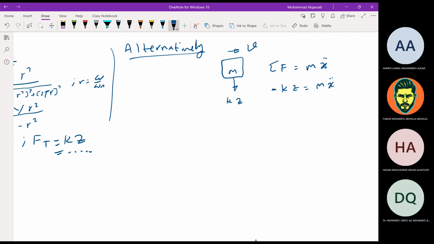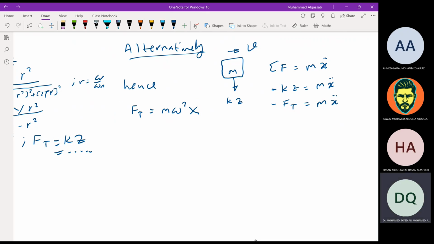Kz is Ft, as we said. So this is minus Ft equal to m x double dot, right? So the magnitude of Ft equal to minus, and minus becomes plus. So also it can be written, the magnitude of Ft is going to be m omega square x as well. So the amplitude, the magnitude of Ft is Ft equal to m omega square also.